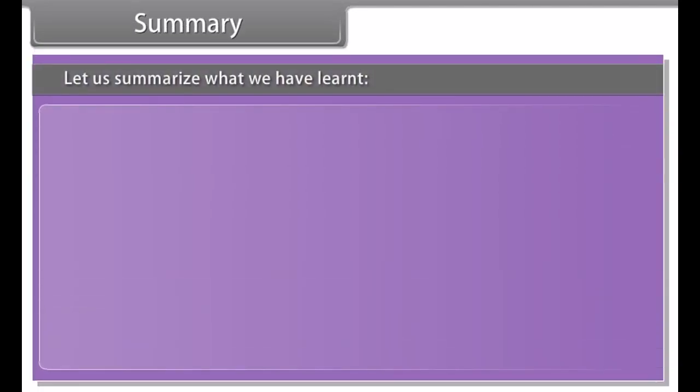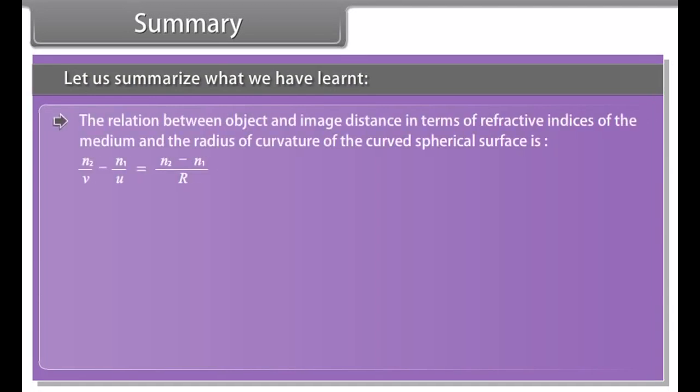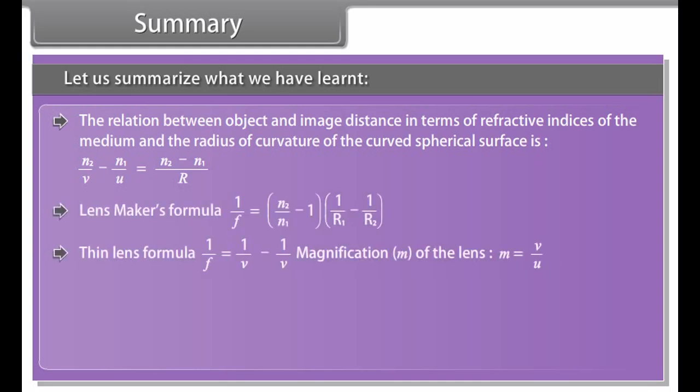Summary. Let us summarize what we have learned. The relation between object and image distance in terms of refractive indices of the medium and the radius of curvature of the curved spherical surface is n2 by v minus n1 by u is equal to n2 minus n1 by r. Lens maker's formula is this. Thin lens formula is this.